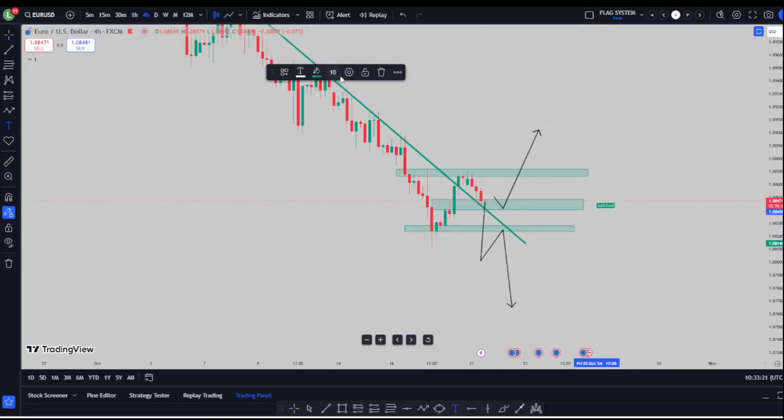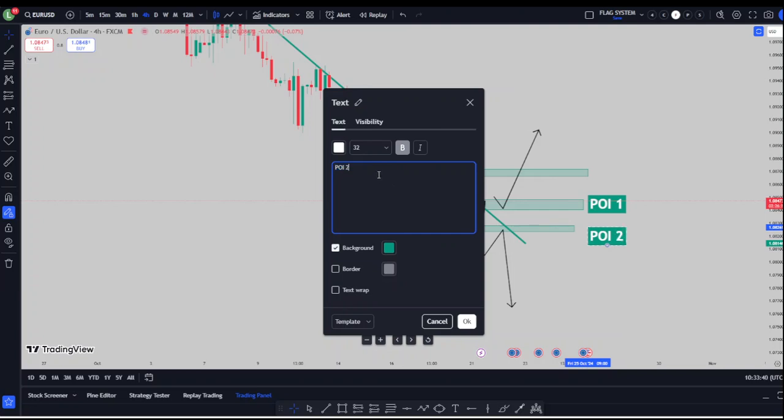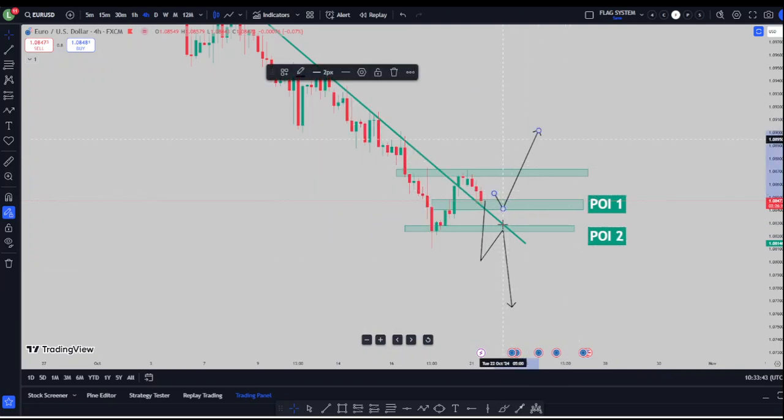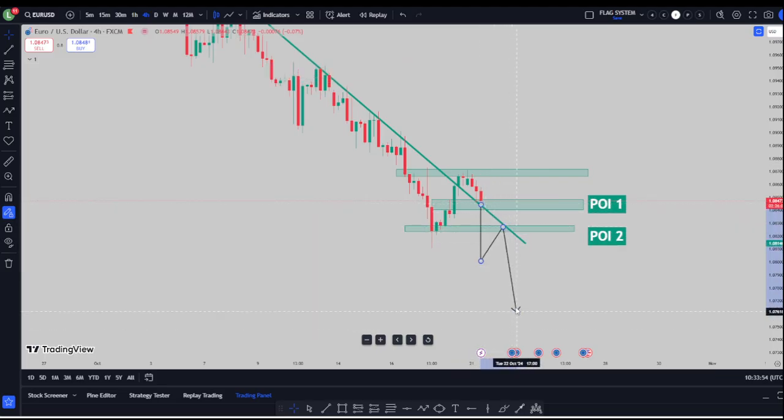The first point of interest is our first POI. Let me increase the font size. These are our points of interest, POI 1 and POI 2. This space is serving as our POI 2. So we want the price action to buy around this zone to the upper side here, or we want the price action to break this here, then give us a retest here so that we can take a sell opportunity. That is what we are anticipating on EURUSD.